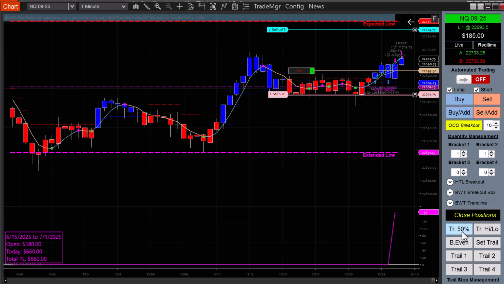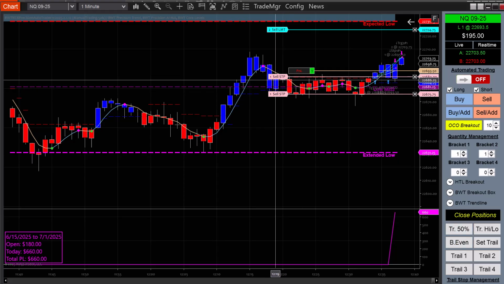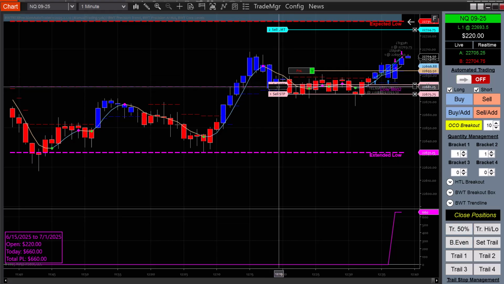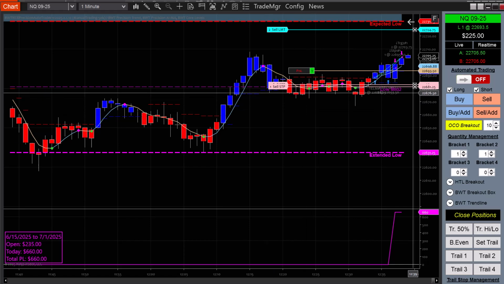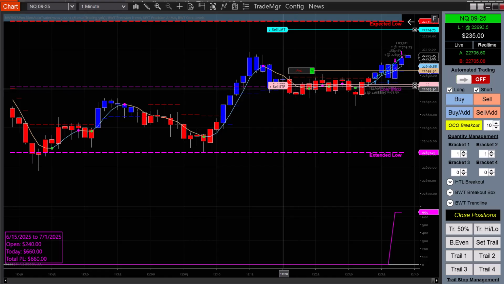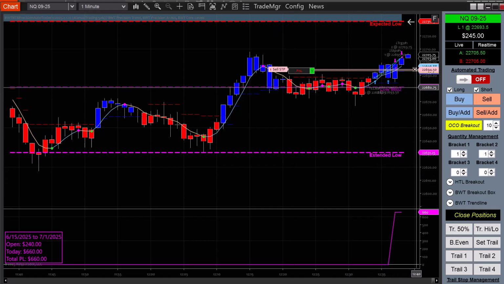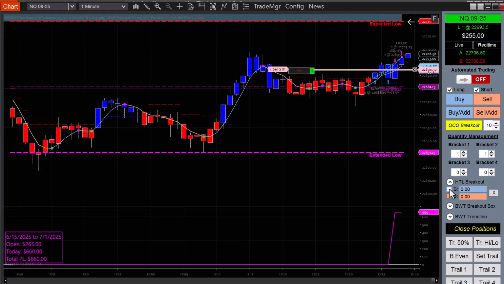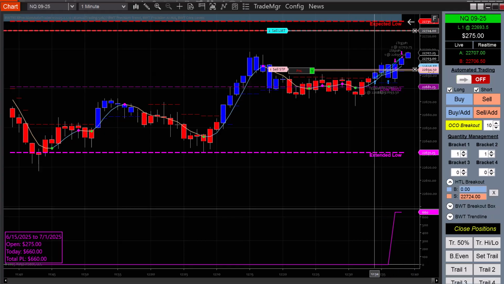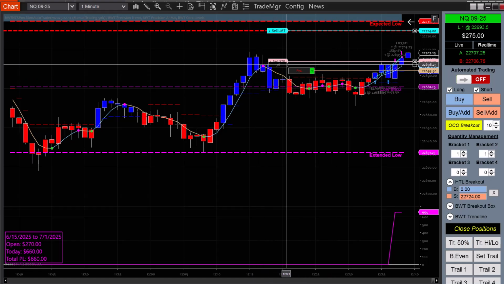And price did eventually go to the expected low and far beyond, but it came up here, and you'll see what happened. All right, I basically trail stopped out of the trade.